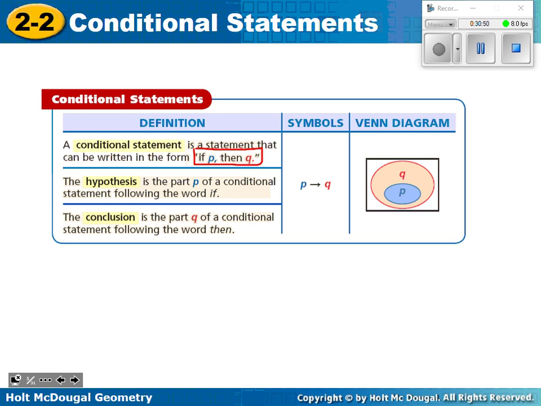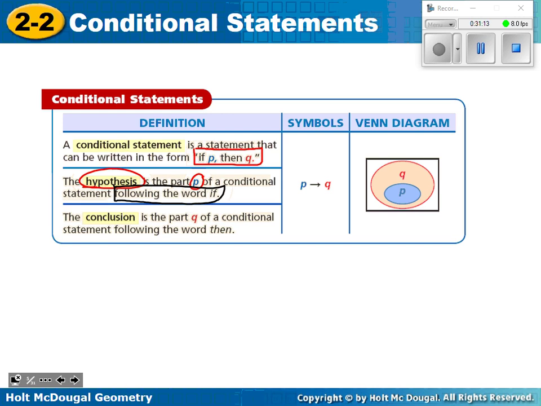Conditional statements are written in the form, if something, then something. Okay? That something at the beginning, we're going to call our letter P, and the part at the end, we're going to call the letter Q, just so we can write it faster. Does everybody understand that we're just using that as a symbol? Okay, the hypothesis is the part P of the conditional statement. Here's the part I always end up counting off for. It follows the word if.